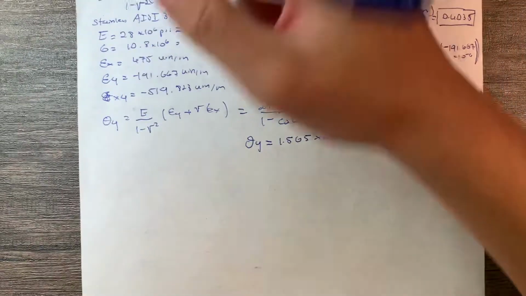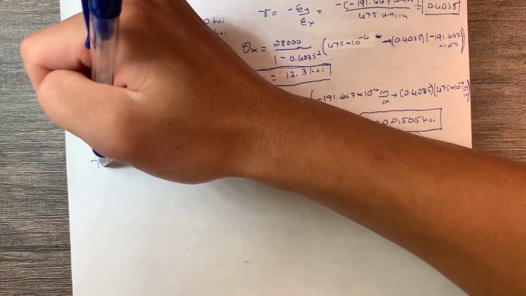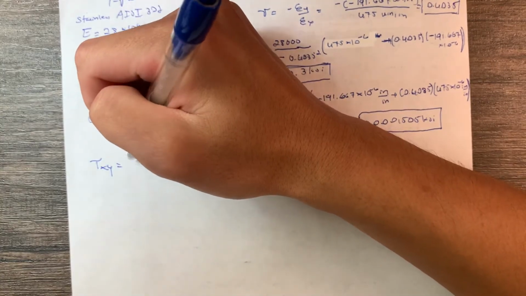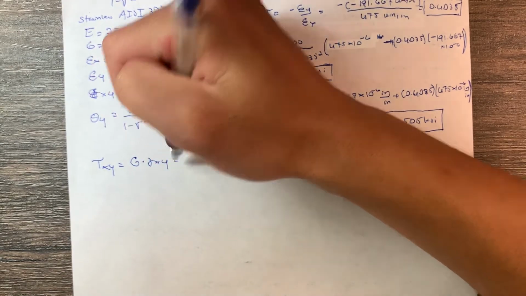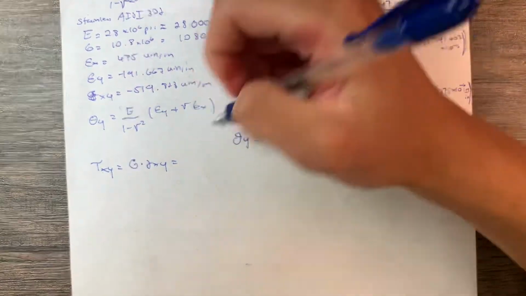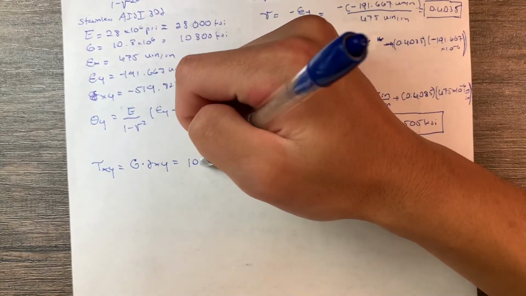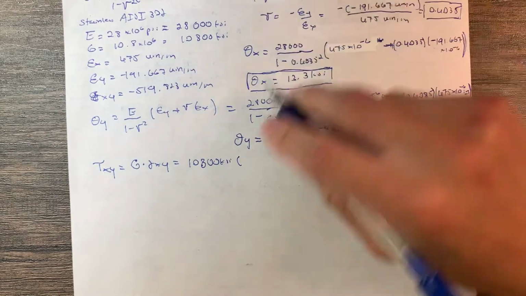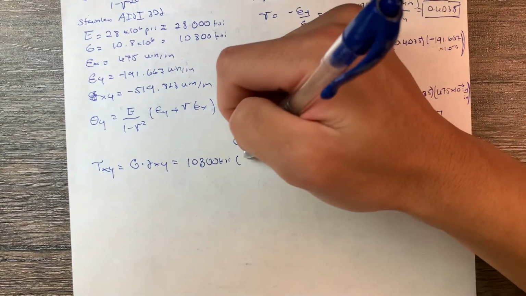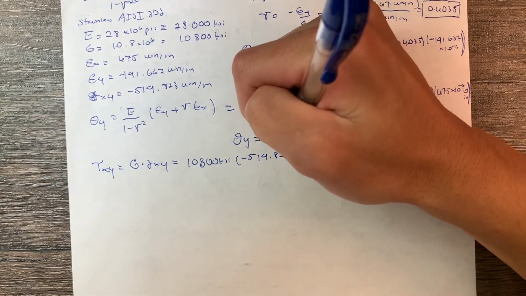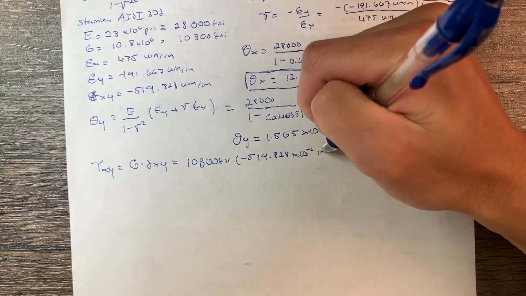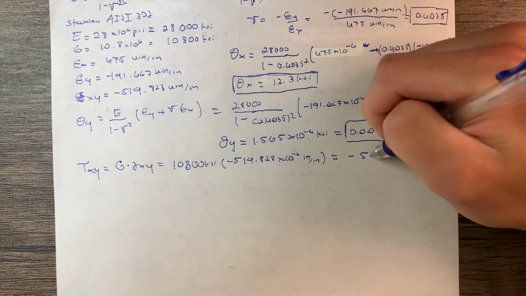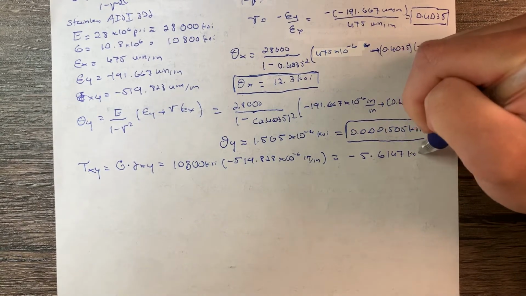And our tau xy is equal to the modulus of rigidity times gamma xy. For our stainless steel, that's 10,800 ksi times gamma xy, found to be negative 519.82 times 10 to the negative 6 inch per inch, and that turned out to be negative 5.6147 ksi.